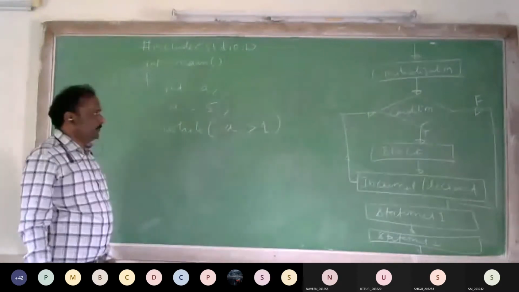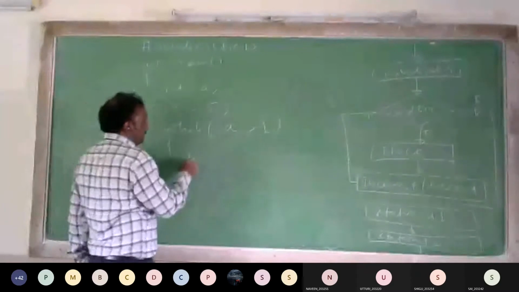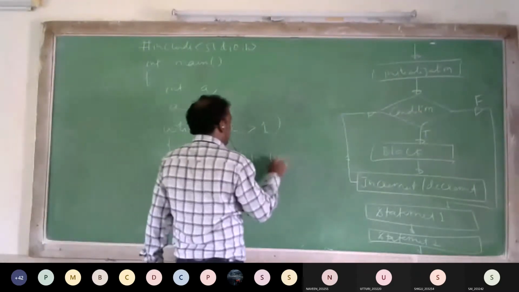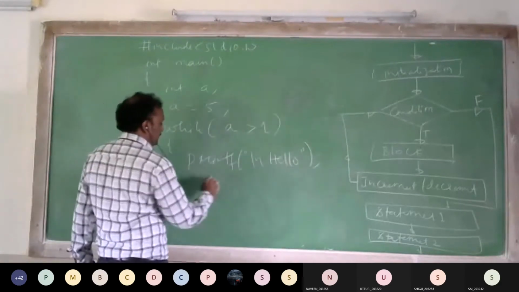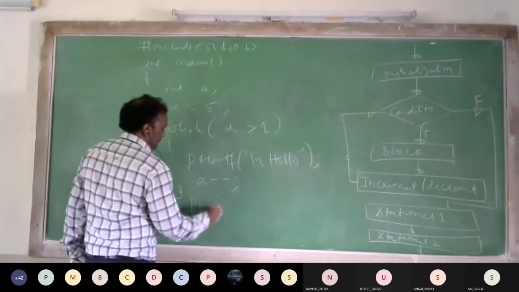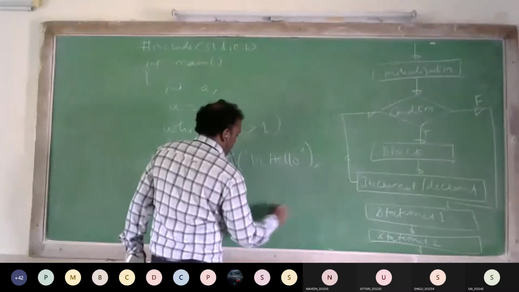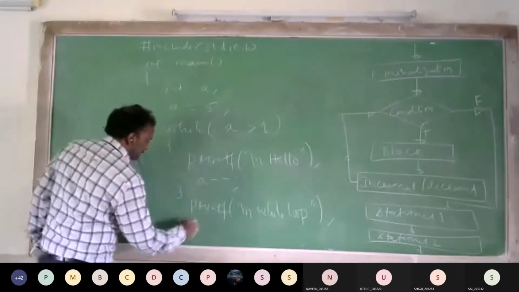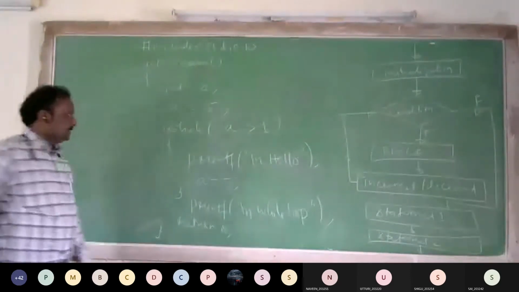A greater than 1. Print as hello. Here I will do a minus minus. Print as while loop. Return 0. Close the program.